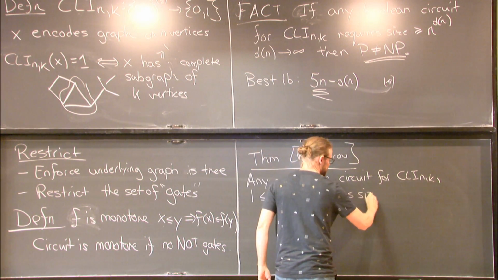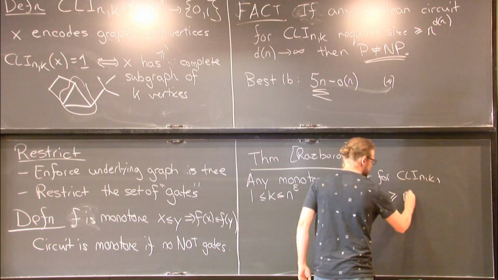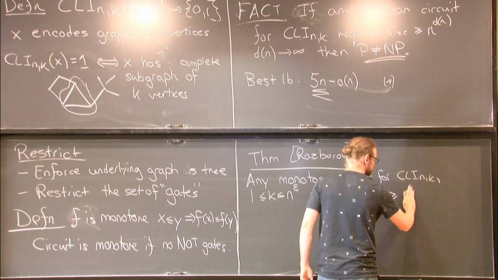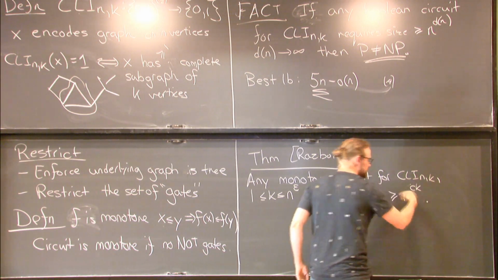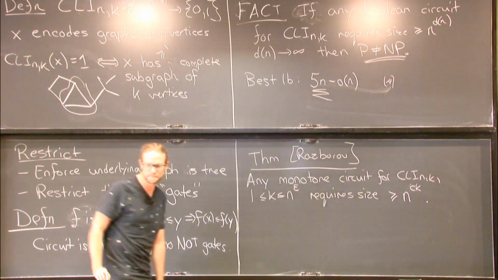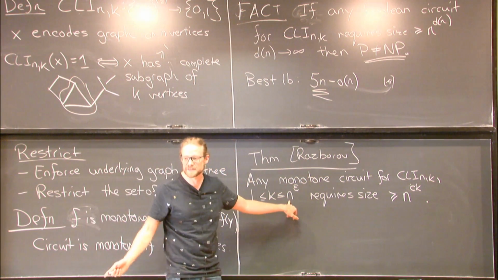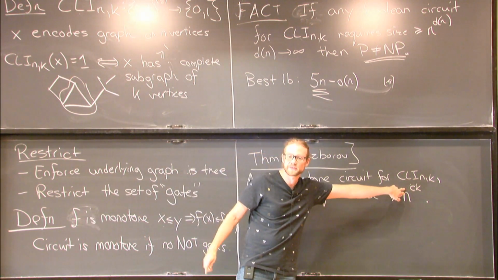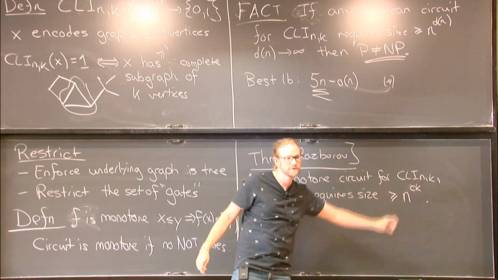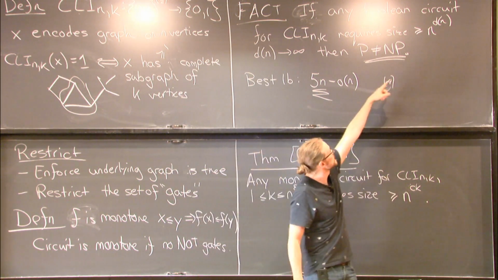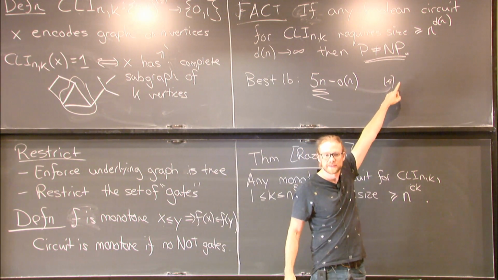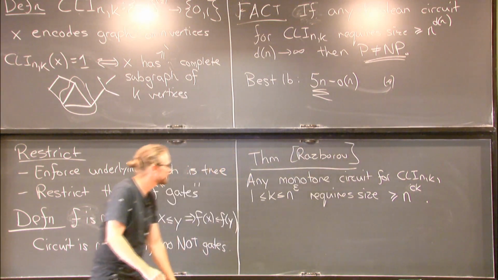Requires size at least n to the k. Maybe like c times k for some constant c. Okay. So if I choose k to be like n to the epsilon, this is an exponential lower bound, or like a weakly exponential lower bound, right? So this is exactly the kind of growth rate that you would expect in the non-monotone case, right?